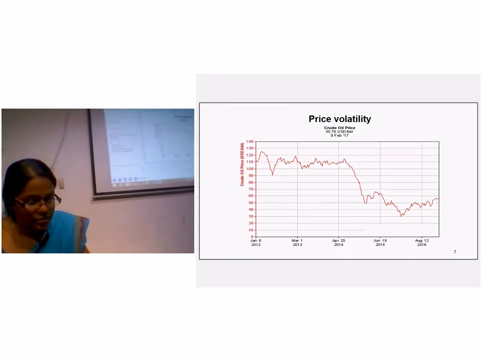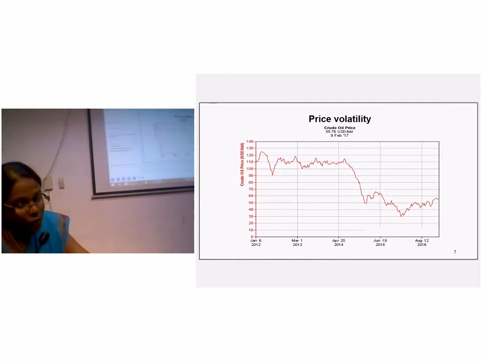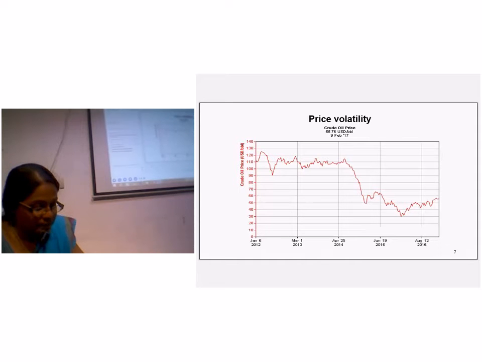Now this graph is showing the crude oil price. The x-axis is time and the y-axis is crude oil price. You can see how it has fluctuated. This is just an example of one particular type of commodity. This comes under materials: oil prices, it may be gold prices, aluminium, whatever. You can see how this has fluctuated. So these fluctuations have an impact on the organization.